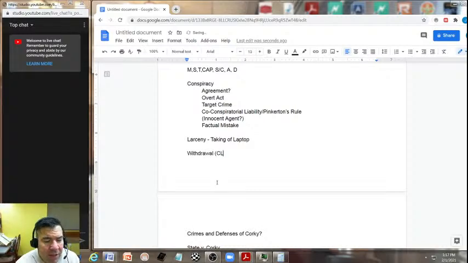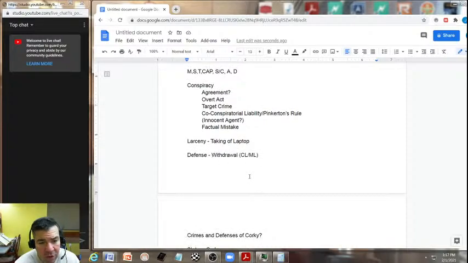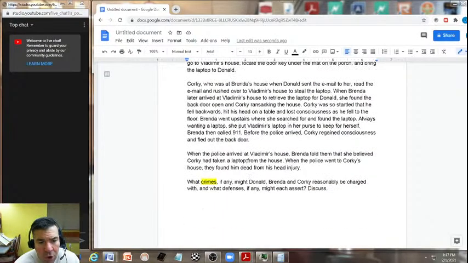In the event that we may find a conspiracy, we want to make sure that we talk about the two arguments in terms of the law split: the withdrawal argument as a defense that Brenda can make. That is, under common law, renunciation, and under modern law, renunciation plus the thwarting of the crime, or notification to the proper authorities concerning the crime. Calling 911 might be enough for that.